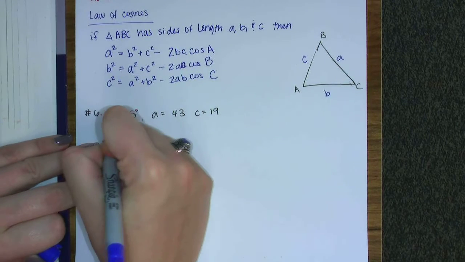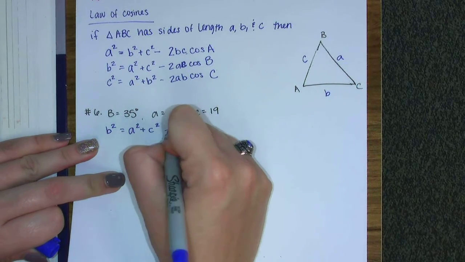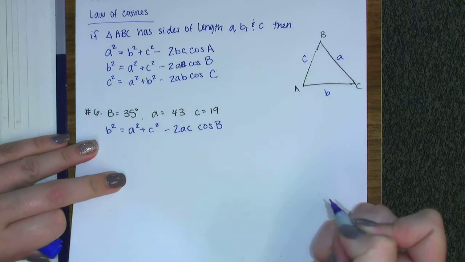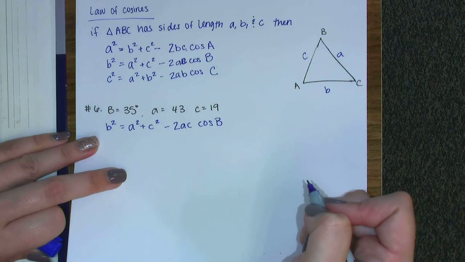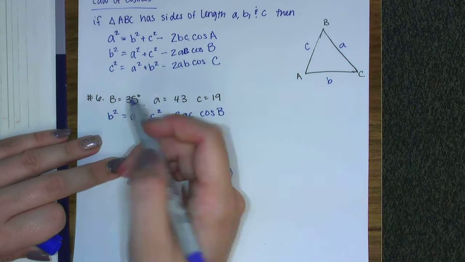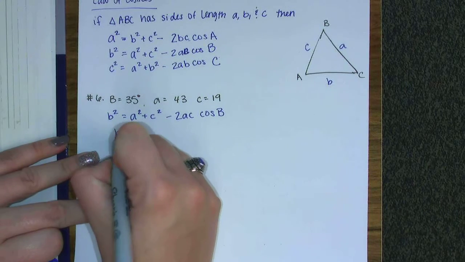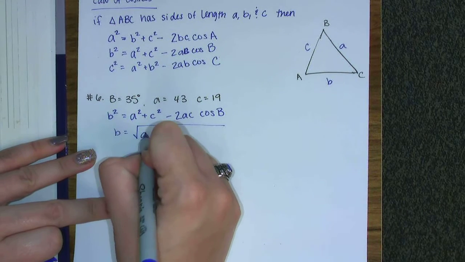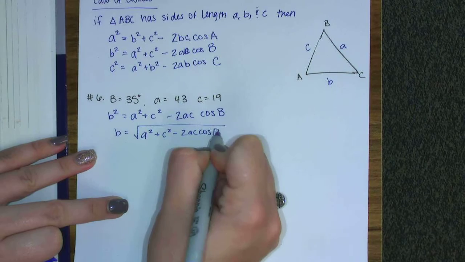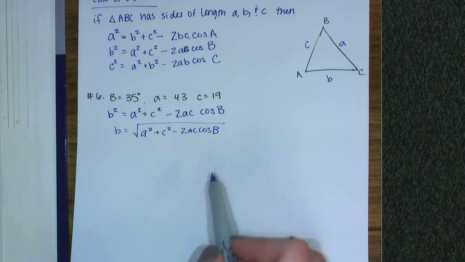Just to get in the habit, I recommend you write the formula down every time, just so that you get familiar with the formulas, but you don't technically have to do that. A lot of times, I like to go ahead and get rid of this square root, so solve for B. B is equal to the square root of A squared plus C squared minus 2AC cosine of B. That way I already have it taken care of, so now I can just punch everything in nice and easy.